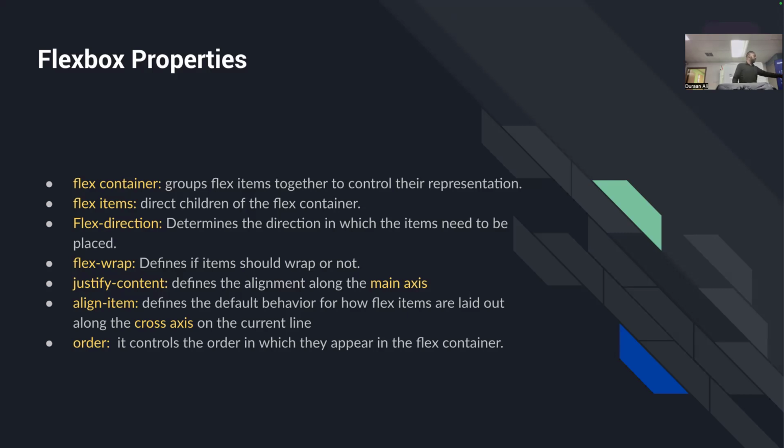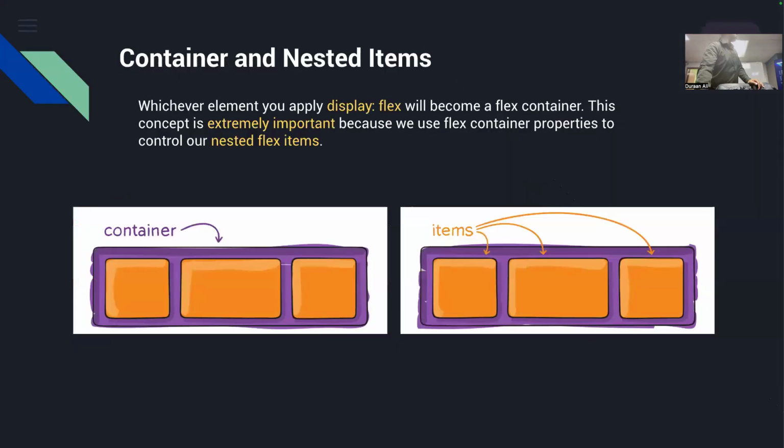Flex wrap defines if the items should wrap or not. Basically, if you make the device smaller, you want the boxes to come under and fill in this space. If you don't want that, then you could skip it. There are other rules to justify, align, all this. So we're just going over them right now, but I'll show you an example of how to use them together.